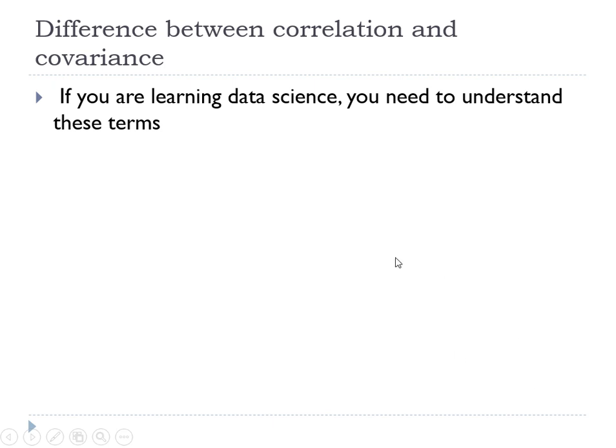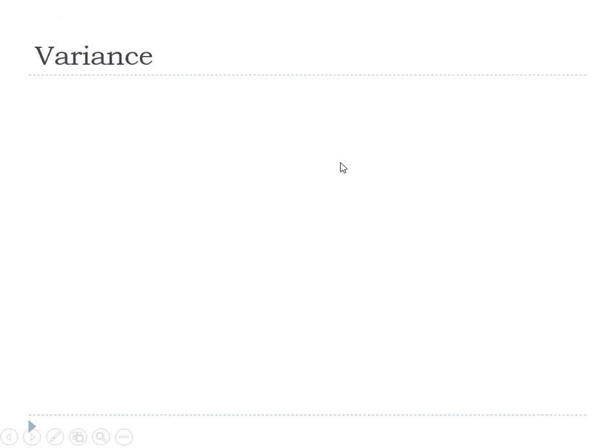Now, as a machine learning engineer, or if you are learning data science, it's very important that you understand these two terms, correlation and covariance, and also understand the difference between them. So before learning the difference, you need to learn what variance is.